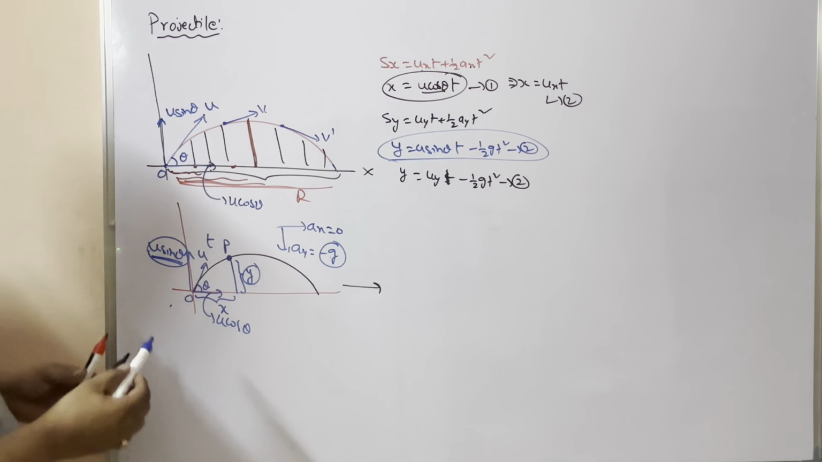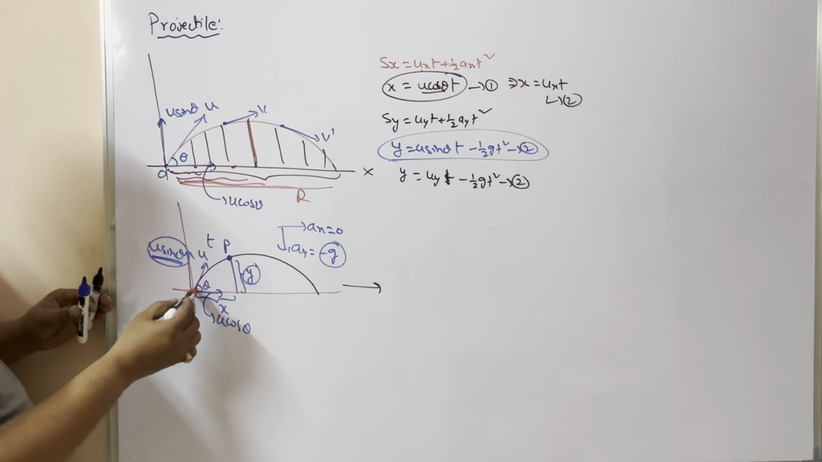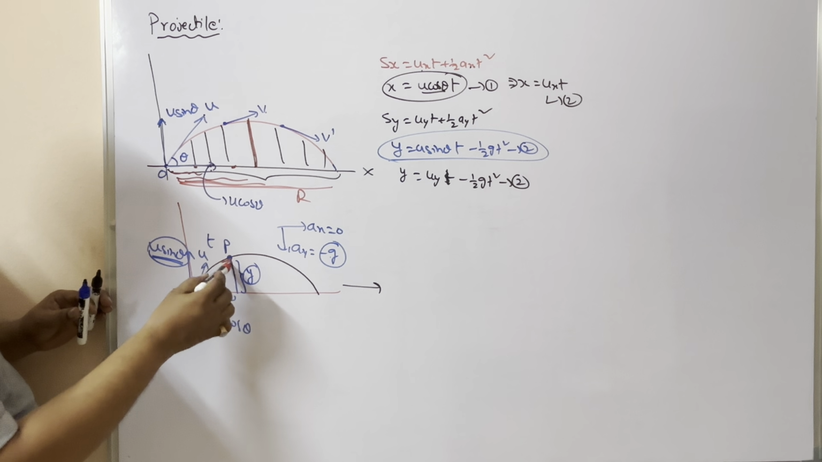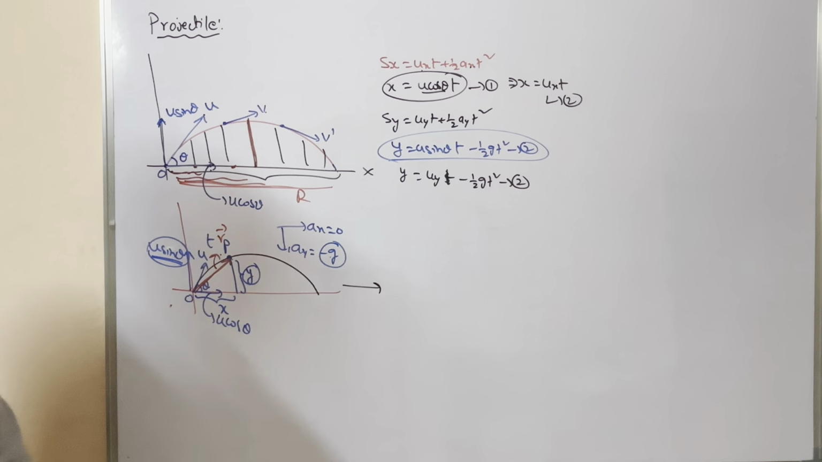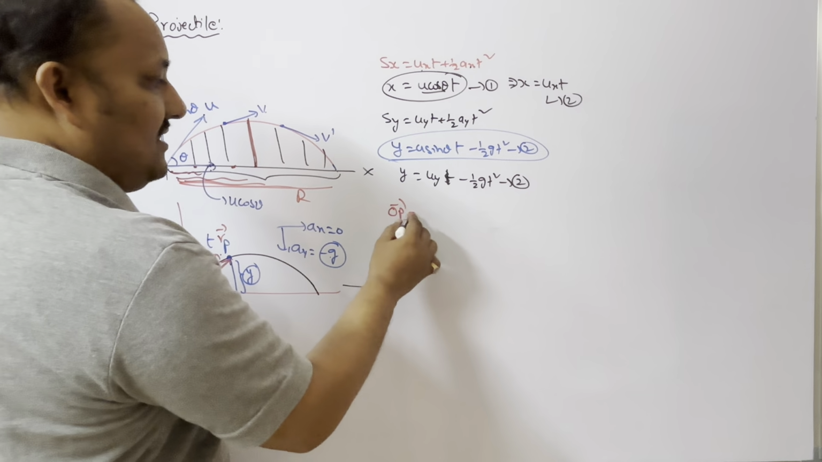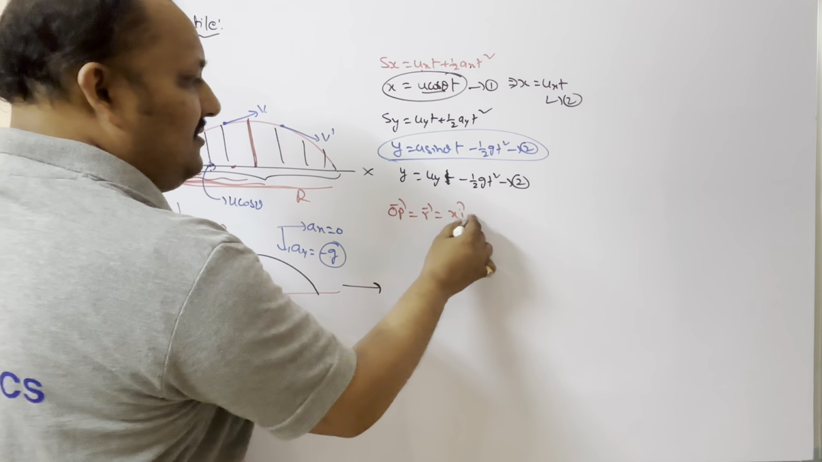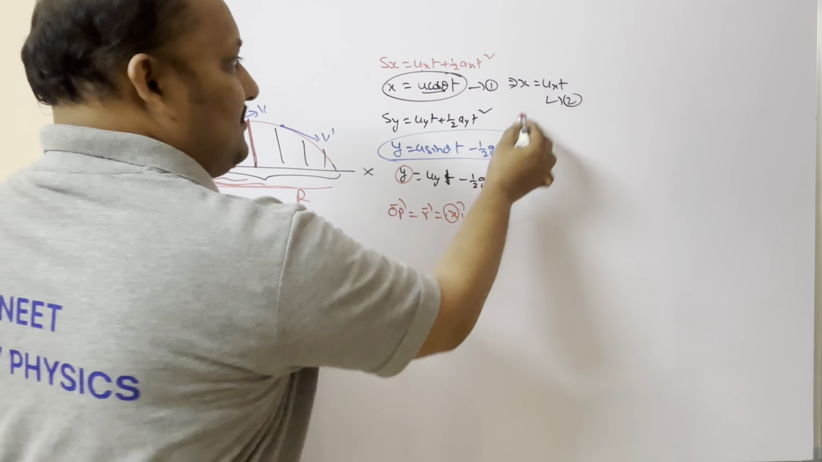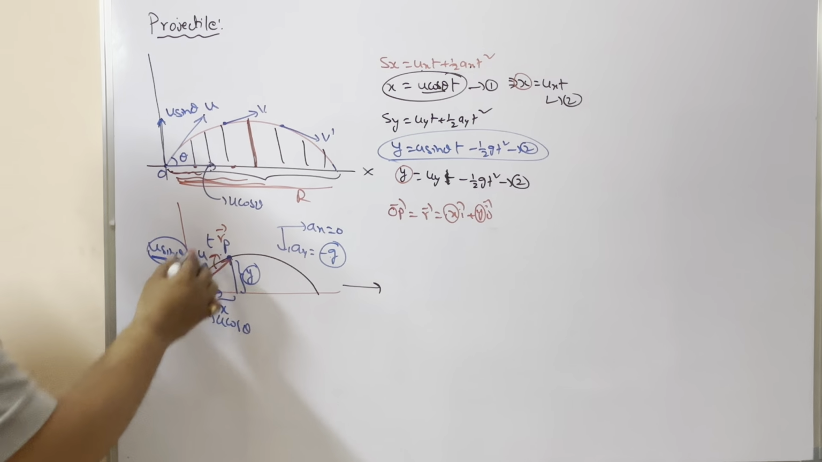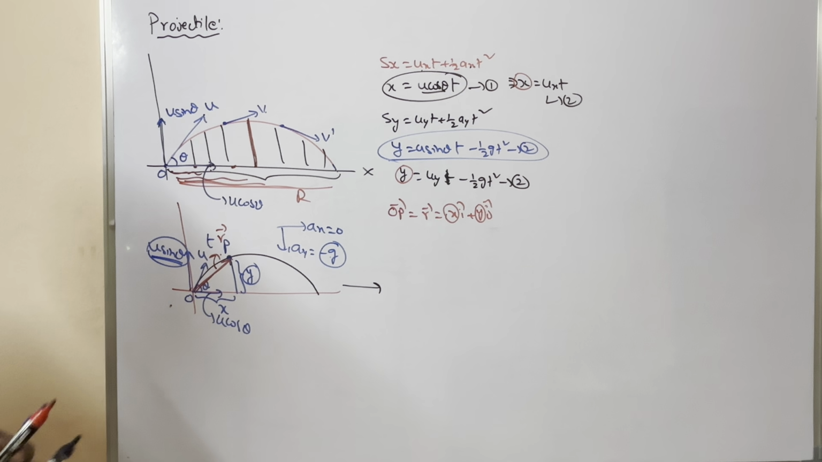Now, what is the displacement it is covering in t time? This is the displacement. Let us assume this is r bar, from O to P. What is the displacement? R bar is equal to x i cap plus y j cap. What are x and y? These two, x and y. So, simply they will give you theta, then we are going to get like this.